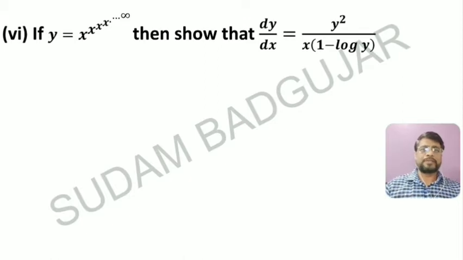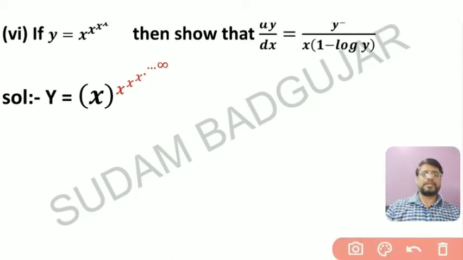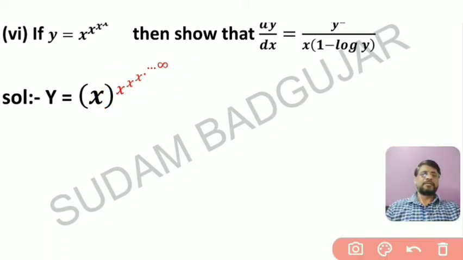Now this is another type. If y is equal to x raised to x raised to x raised to x up to infinity, then show that dy by dx is equal to y square upon x into (1 minus log y). This structure is more complicated, but its solution is very simple. Here it is given that y is equal to x raised to x raised to x. So I take this one: x raised to x raised to x raised to x up to infinity.